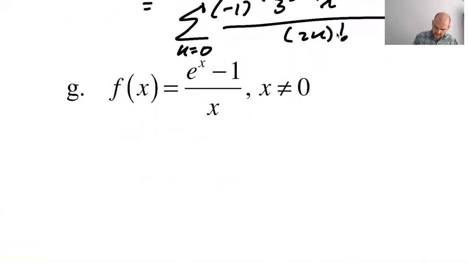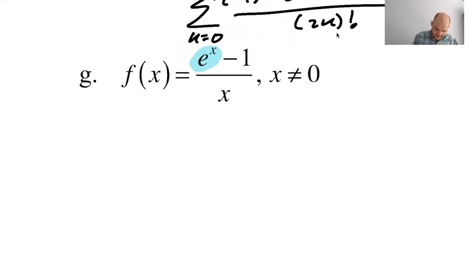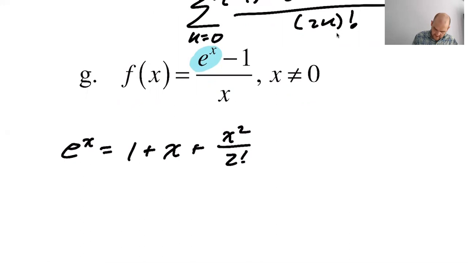So here we go. What do I know a series for? I know a series for e to the x. I'm going to start with that, just write it down. So e to the x, we're going to build this series: 1 plus x plus x squared over 2 factorial plus.